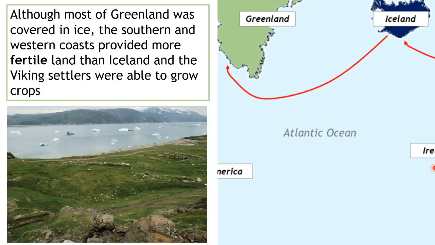However, and this is absolutely crucial, on the southern and western coasts, so I'm pointing to these here, right, the southern and western coasts, there was some fertile land. Because of the particular climate on this part of Greenland, there was some fertile land, and on that land, Viking settlers were able to grow crops. Remember, the problem in Iceland was that there was no fertile land. The problem in Scandinavia is that there wasn't enough fertile land. And now in Greenland, Eric the Red, the criminal, had found some fertile land.